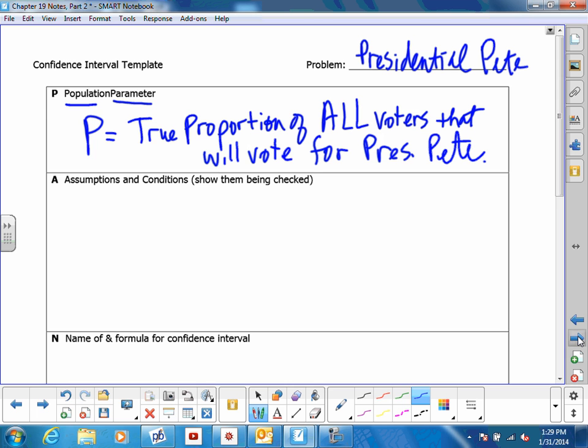Okay, our assumptions and conditions. These are our favorite things. So let's get real, people. Okay? So here we go. What's first?